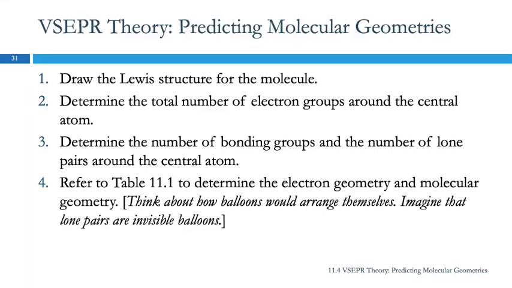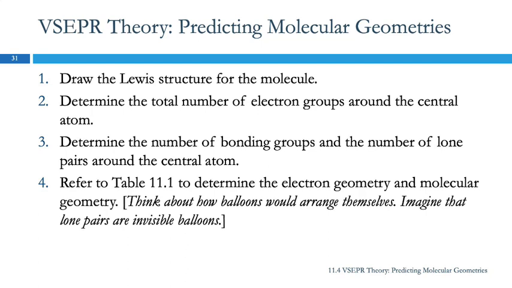We need to be able to predict molecular geometries. The first thing is to obtain or draw the Lewis structure for the molecule. Next, determine the total number of electron groups around the central atom. Figure out how many bonding and lone pairs you have. And then, this is such stupid advice from the book: refer to table 11.1.